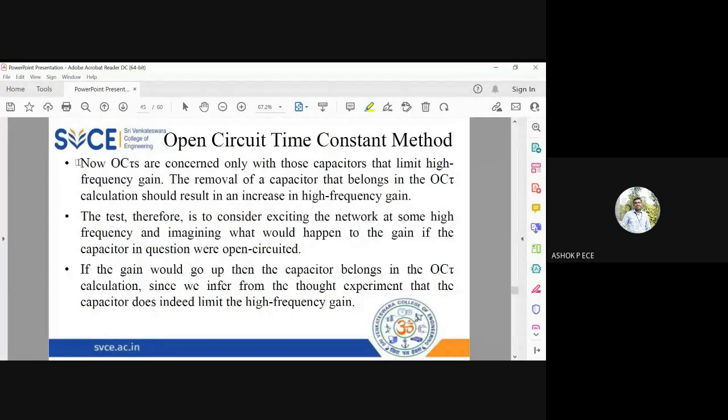And we state that OC tau is concerned with R and C only and not with inductors. If your circuit has inductors, you may not consider them for the bandwidth estimation. We consider only R and C.